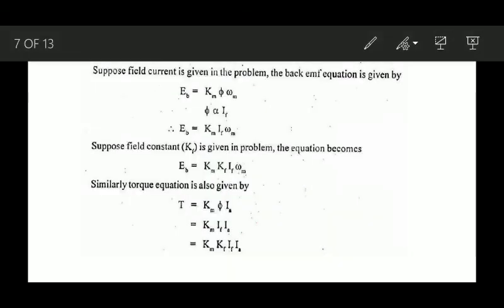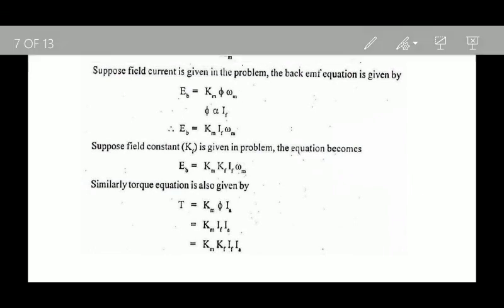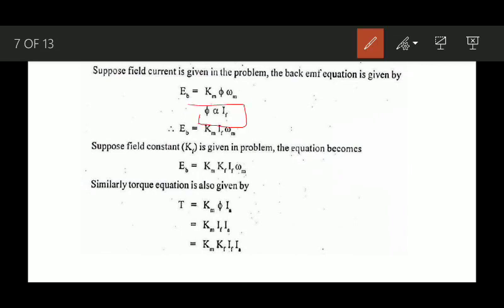Back EMF is directly proportional to phi into omega, and flux is directly proportional to the field current applied across the field winding. So back EMF is equal to Km, the motor constant, into If into omega m. Further, the motor constant can be broken into Km into Kf, and this is the final equation of the back EMF. It depends on the field current and the speed in radian per second.